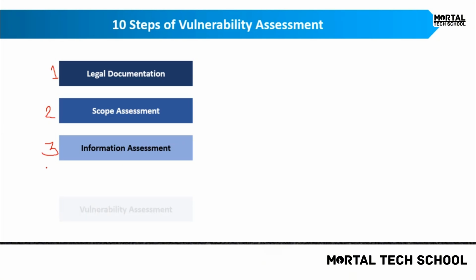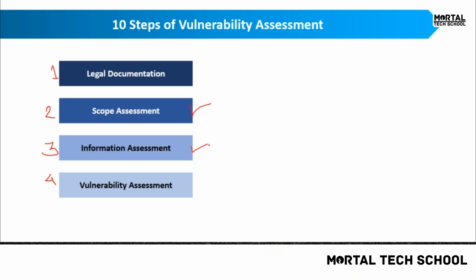Okay, the fourth step is vulnerability assessment. After you have decided the scope, after you have found out the information, now is the time to perform a proper vulnerability assessment in which you identify the different vulnerabilities. The fifth is penetration testing. As I said, when you are done with VA, you have to check whether those bugs actually exist or not.